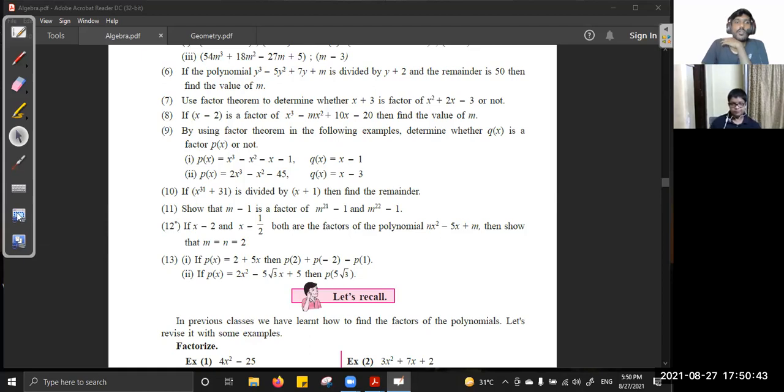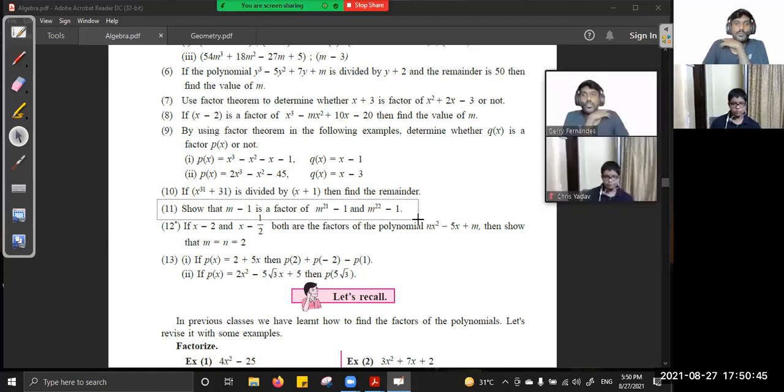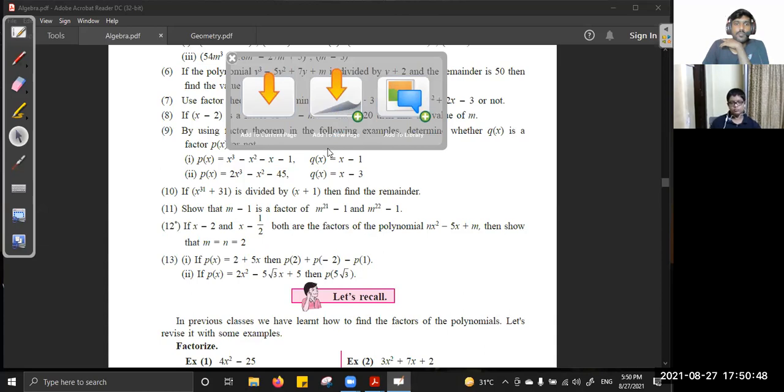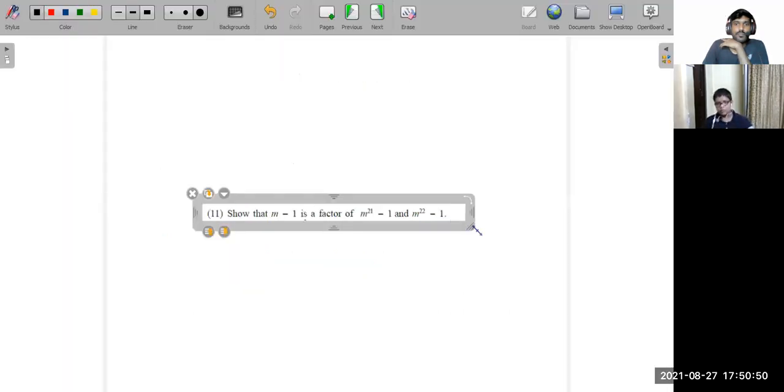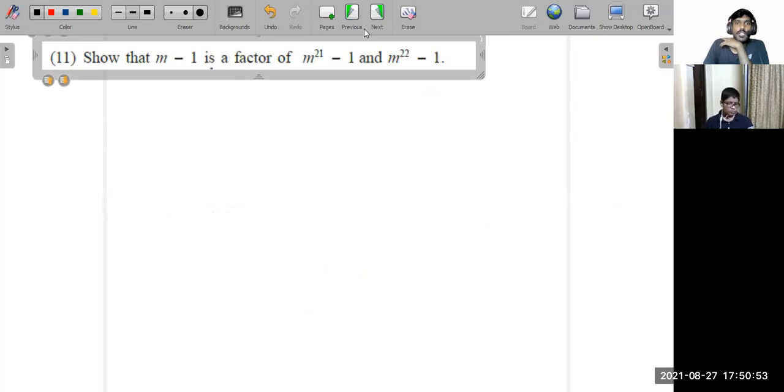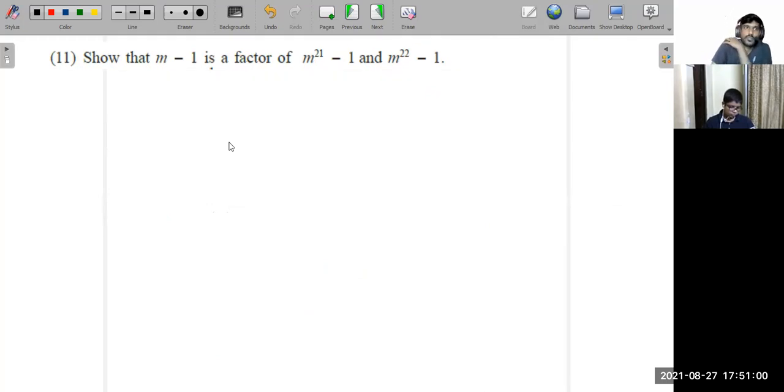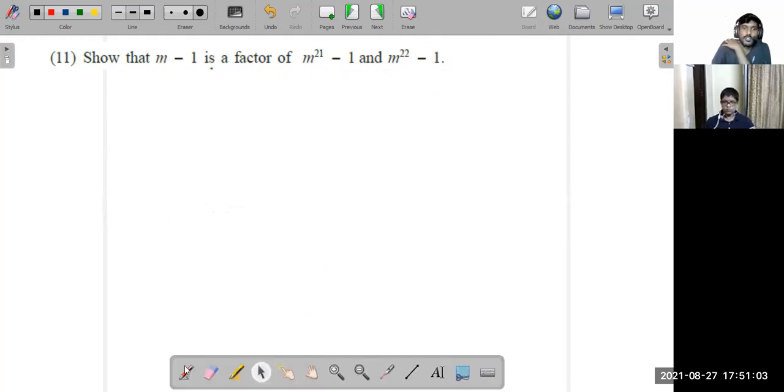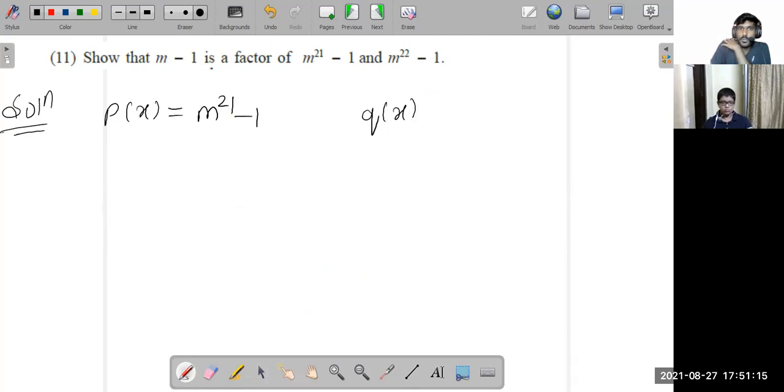Okay. Now, can you do the 11th one on your own? Show that m minus 1 is a factor of m raised to 21 minus 1 and m raised to 22 minus 1. Will you be able to do this? Okay, sir. So what you do is you take p(m) to be the first polynomial, m raised to 21 minus 1, and you take q(m) to be the second polynomial, m raised to 22 minus 1.